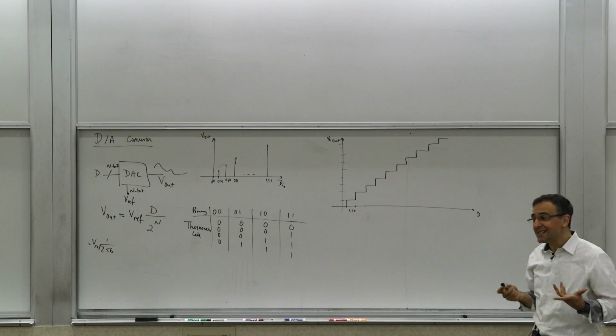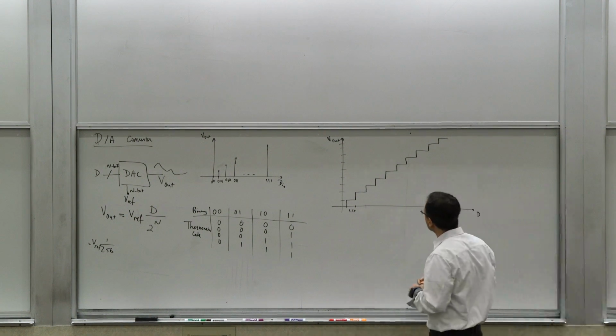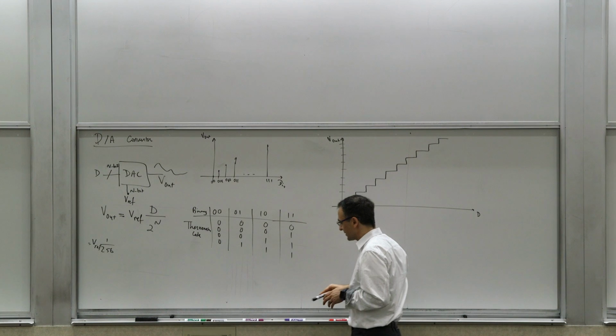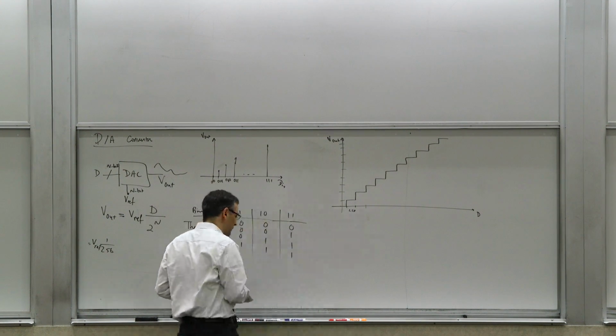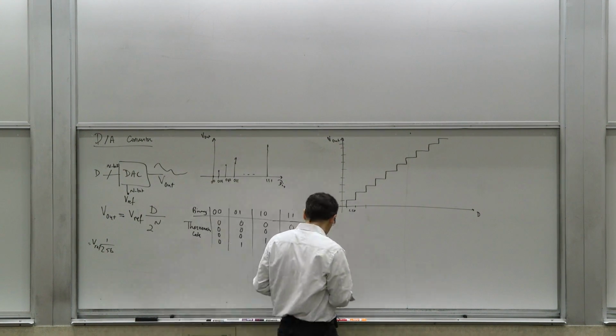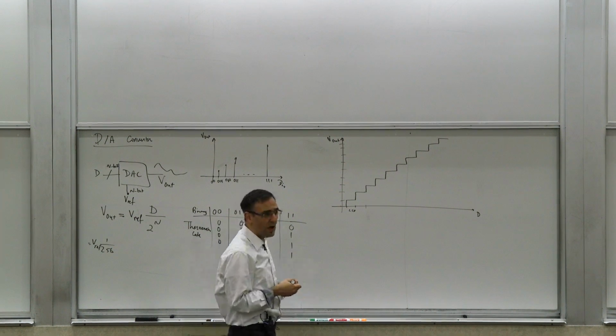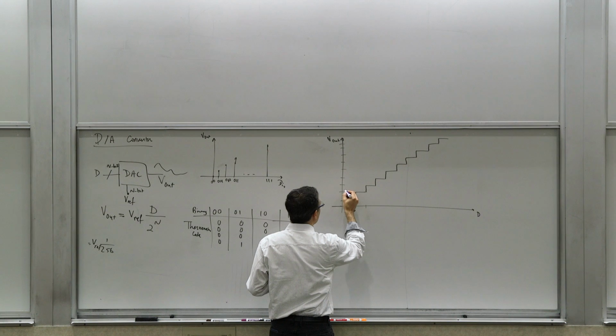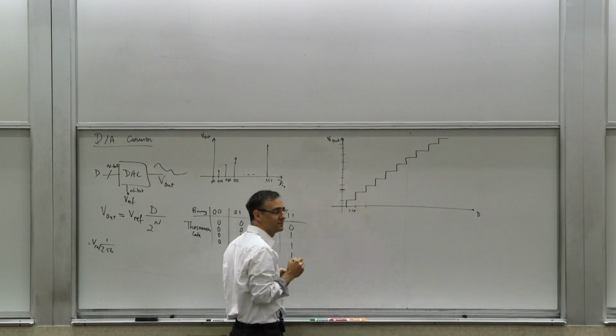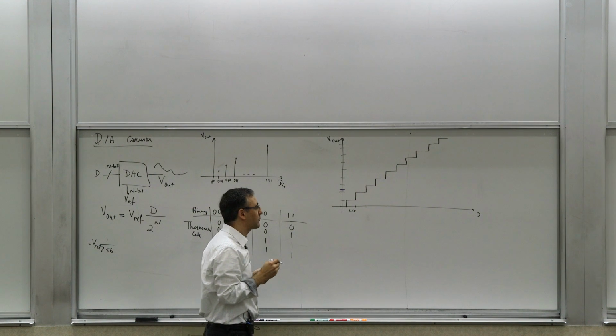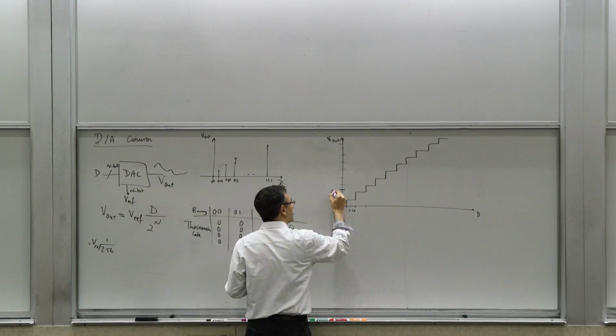Now, a realistic D2A doesn't do that. I tried to draw this as cleanly as I could, but obviously I didn't completely succeed. What does a non-ideal D2A do? What does it look like? Well, the non-ideal D2A may already produce a voltage even when the input is 0. This is what we call an offset.